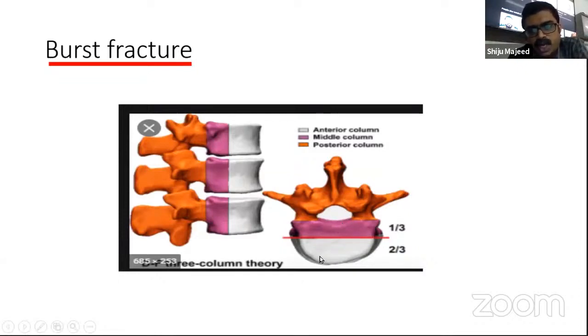So the vertebral body itself has 2 parts. The 2/3 part is the anterior column, the middle 1/3 part is known as the middle column, and the rest of the vertebra, starting from the pedicle, the facet joint, the lamina, the spinous process, and transverse process, all these together form what is known as the posterior column. So based on this concept, we can describe what is a burst fracture.